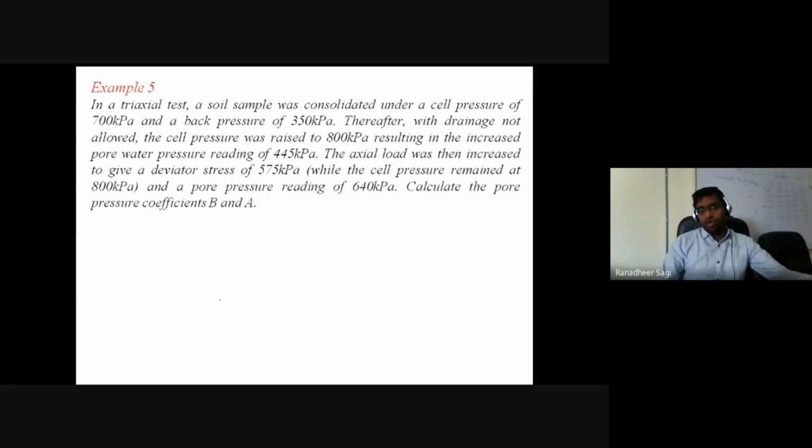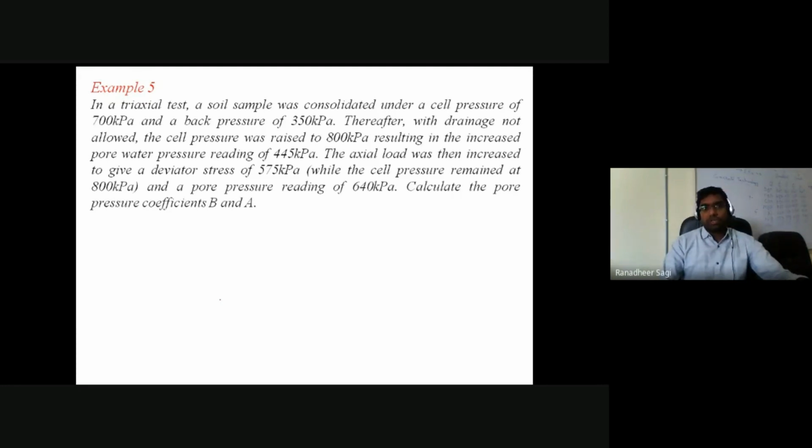The axial load was then increased to give a deviator stress of 575 kilopascal, while the cell pressure remained at the same 800 kilopascal, and a pore pressure reading of 640 kilopascal is what you have in the soil sample when the deviatoric stress of 575 kilopascal was additionally applied on the soil sample.